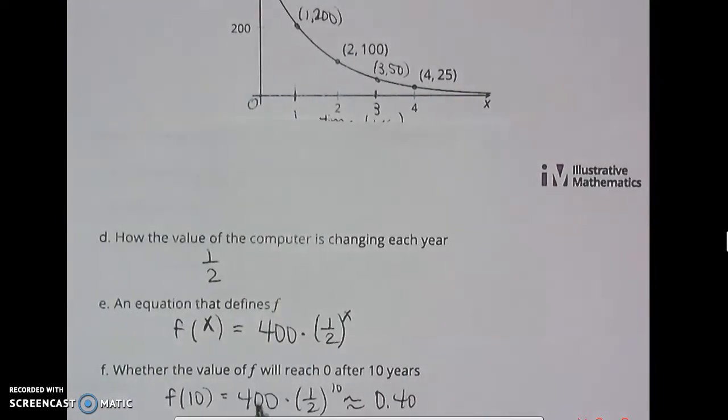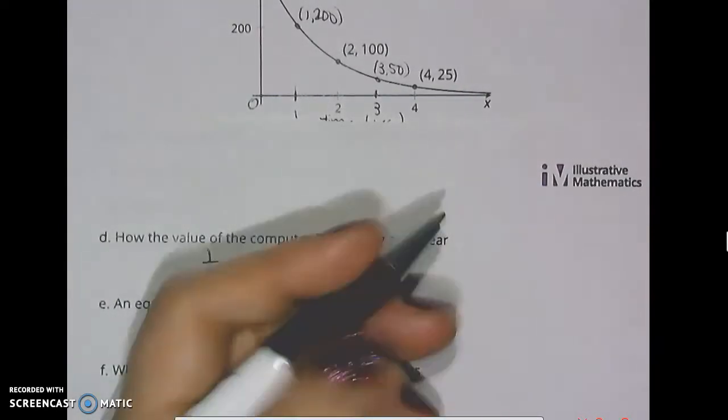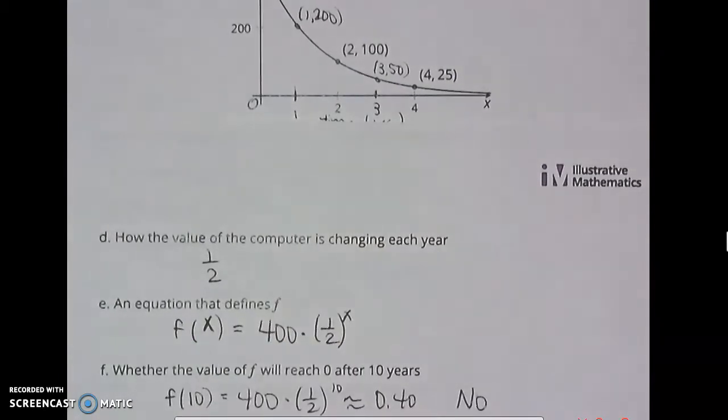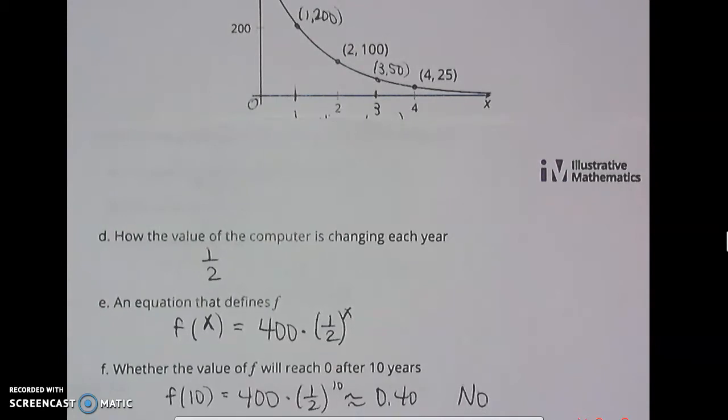So would the value reach 0 after 10 years? The answer would be no. Okay, and remember, this means approximately. If you just put 39 cents as well, that's fine because it does round to 39 cents. Okay, so that's all using our information from that graph.